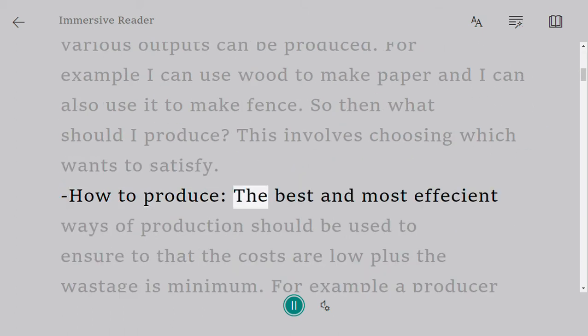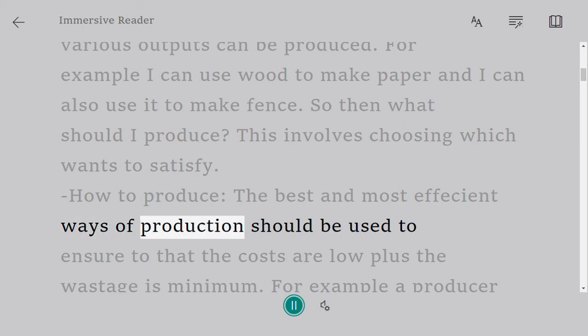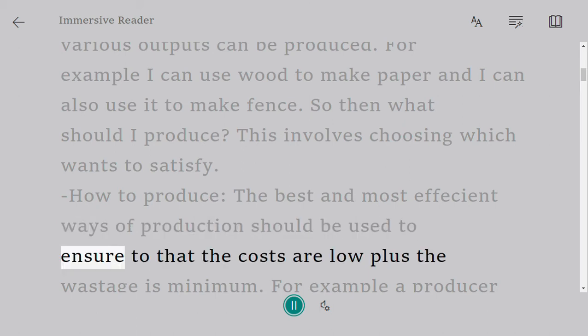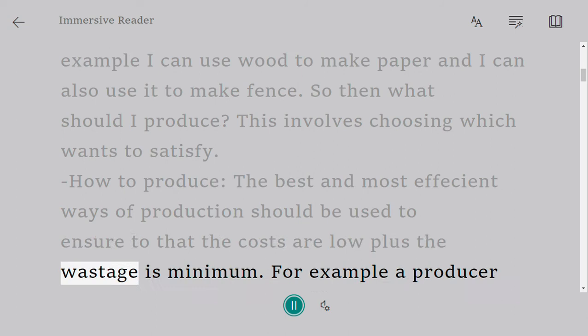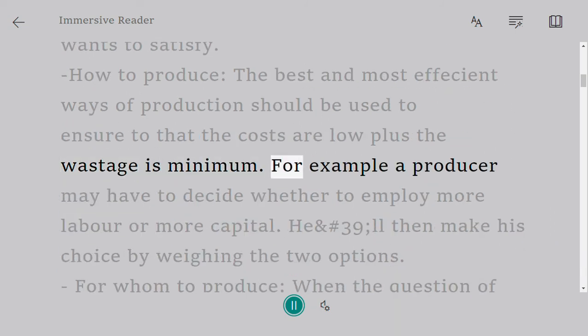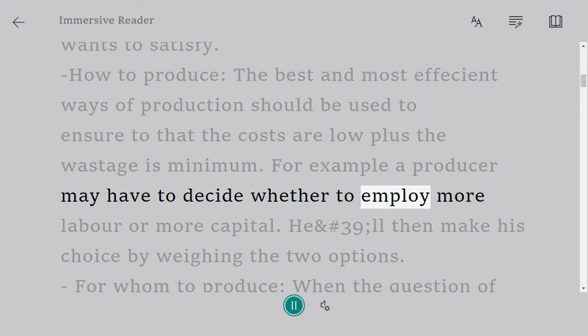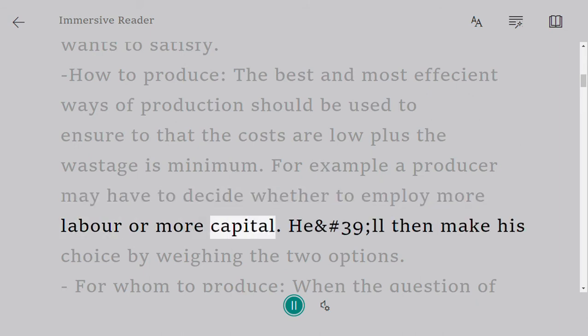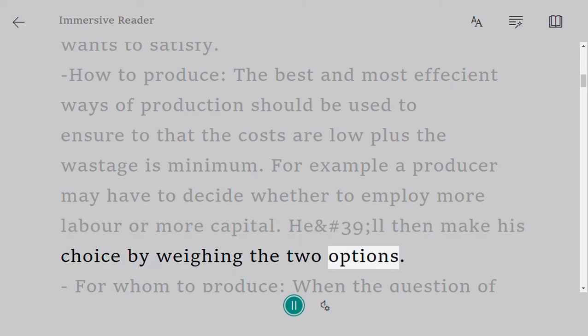How to produce: the best and most efficient ways of production should be used to ensure that the costs are low plus the wastage is minimum. For example, a producer may have to decide whether to employ more labor or more capital. He'll then make his choice by weighing the two options.